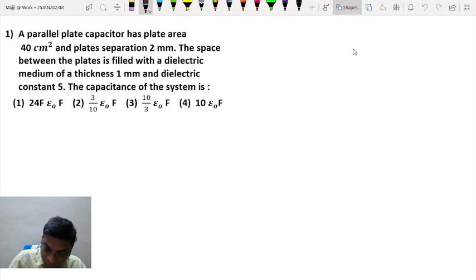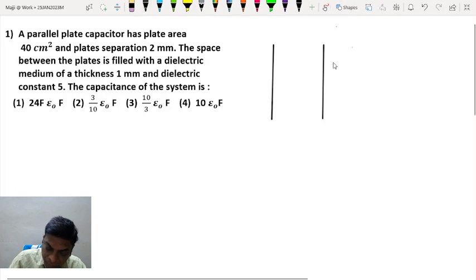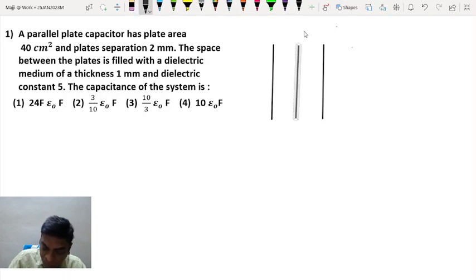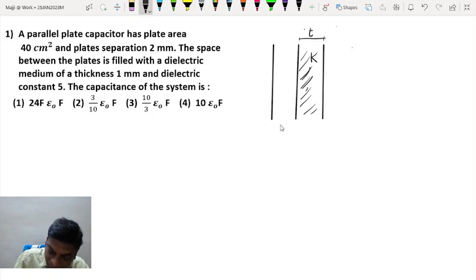Now, see, suppose you have a parallel plate capacitor. This is simple, based on a simple formula. Suppose K is the dielectric constant of a slab which is introduced in between. Say T is the thickness of the slab and D is the plate separation. Plate area is A. This is air or vacuum.